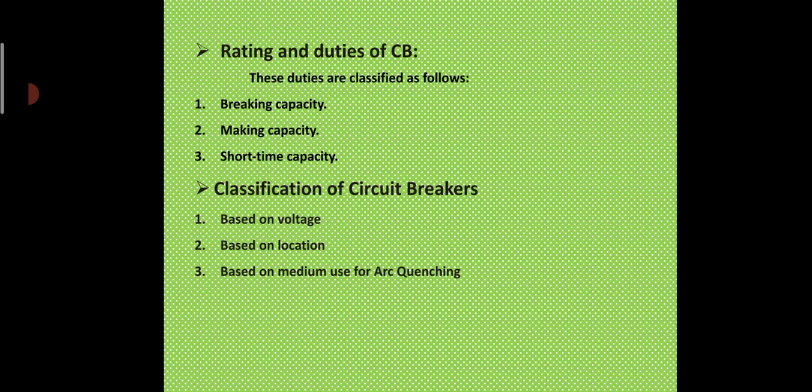greater than 765 kV. Based on location, indoor and outdoor. Indoor is gas insulated, outdoor type is air insulated. Low and medium voltage switchgear and high voltage gas insulated switchgear are categorized as indoor switchgear, whereas the switchgear which has air as an external insulating medium, AIS meaning air insulated switchgear, is categorized as outdoor switchgear. Based on medium used for arc quenching: air break circuit breaker, oil circuit breaker, air blast circuit breaker, sulfur hexafluoride circuit breaker, and vacuum circuit breaker.